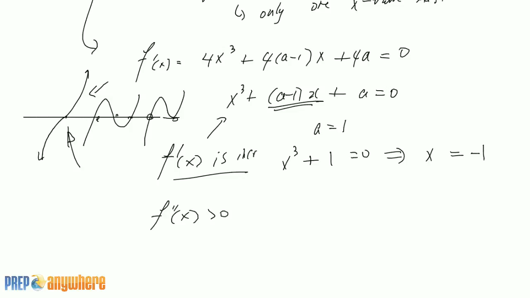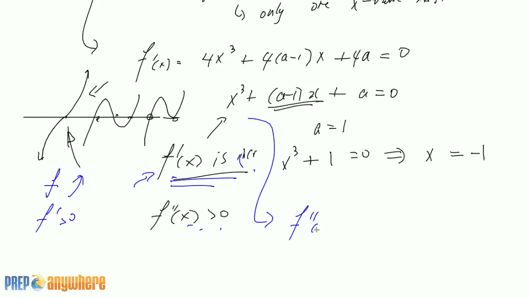Okay, if that doesn't make sense, think about it this way. If I want the function to be increasing, isn't it true that if this is positive, the function is increasing? So it's the same. If I want the first derivative to be increasing, then its derivative, the second derivative, needs to be positive. So let's differentiate one more time, and I get 3x squared plus a minus 1.